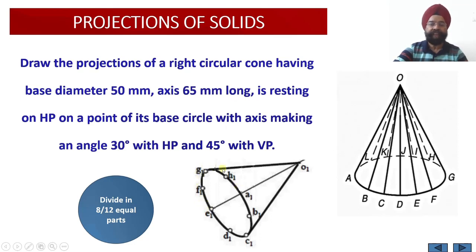So whenever a circular plate, basically a circular surface, is inclined to any plane, its projection on that plane will be an ellipse.